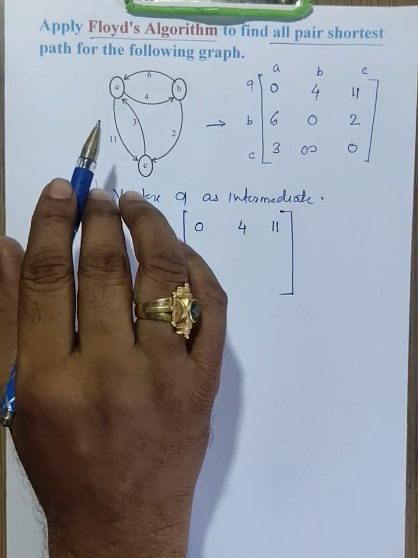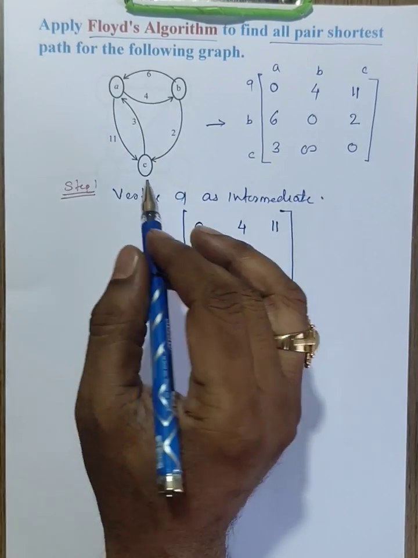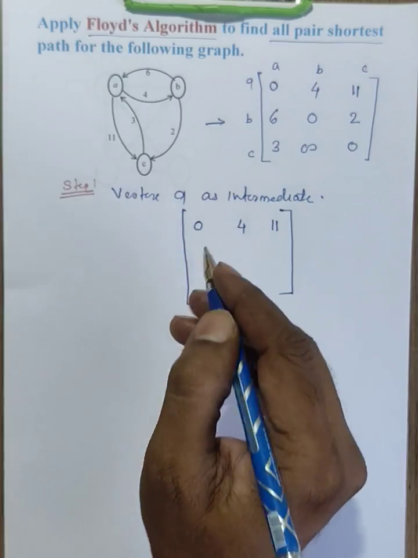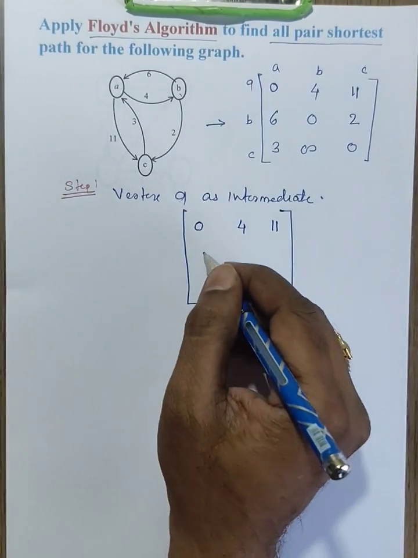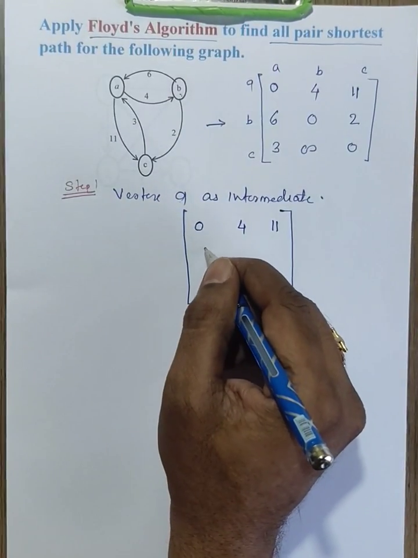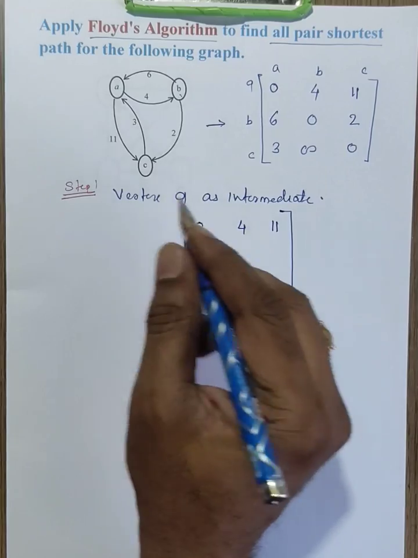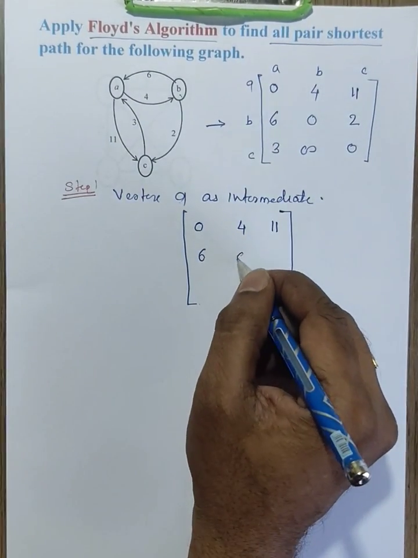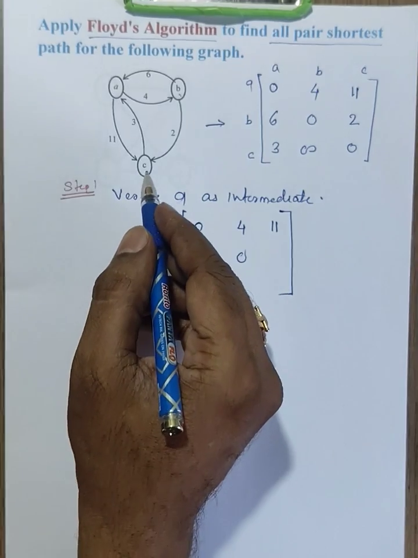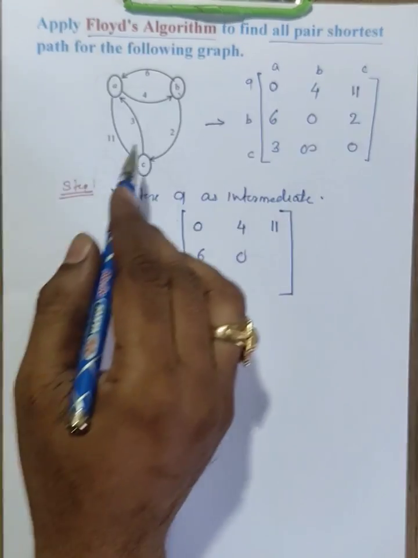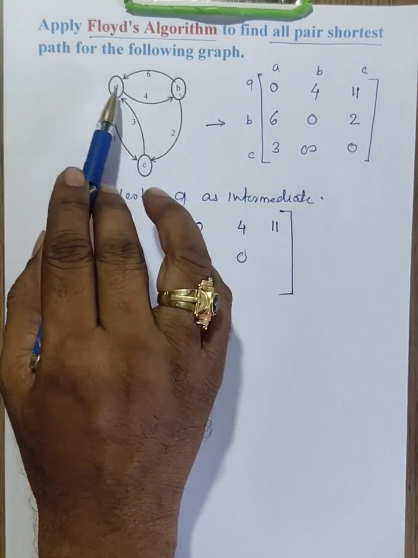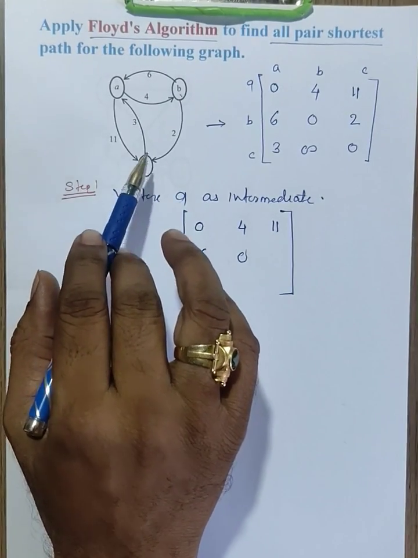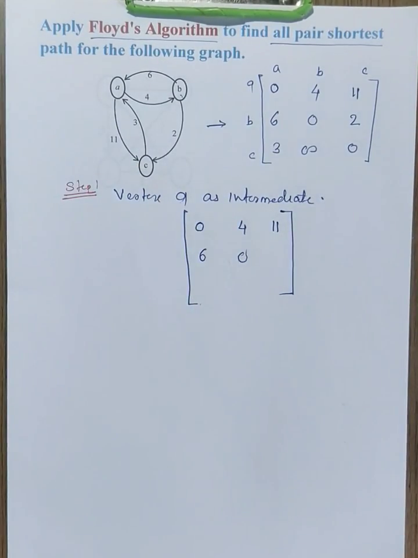Next A to B edge is there. If A to B edge is there, then maybe we'll get different values for the second row. B to A is 6 and B to B is 0. B to C previous is 2, and using A, B to A to C you can travel, right? But maybe this route will get different value.